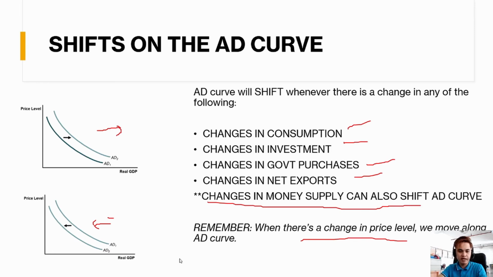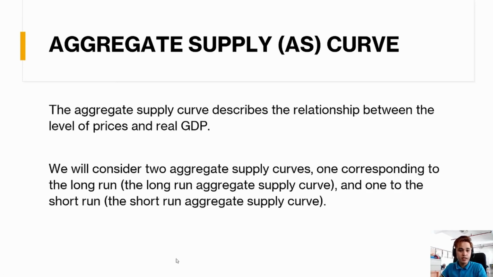Again, for any questions, you can just type it in. We'll proceed with our aggregate supply or AS curve. The aggregate supply curve describes the relationship between the price level and the real GDP. So the aggregate supply has a positive relationship between the level of prices and the real GDP. However, in analyzing aggregate supply, we have to consider the short run and the long run effect. So we will discuss that.